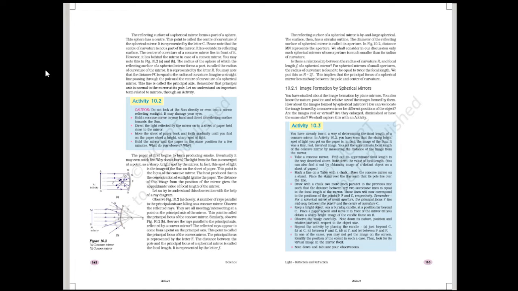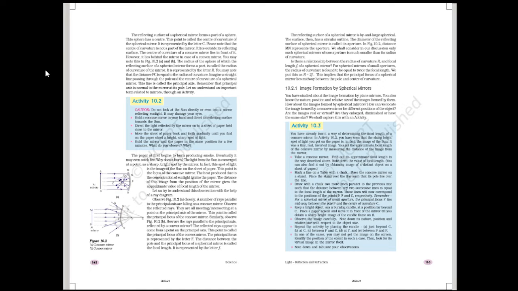Now note that the center of curvature is not a part of the mirror. It lies outside the reflecting surface. The center of curvature of a concave mirror lies in front of it. However, it lies behind the mirror in the case of a convex mirror. As we can see in 10.2, C in the convex mirror is behind the reflecting surface, and in the concave mirror it is in front of the reflecting surface.